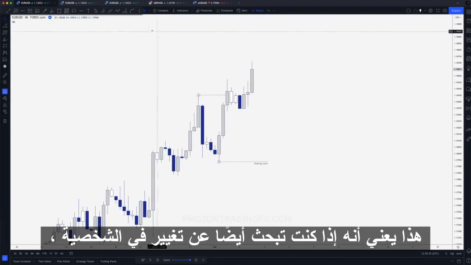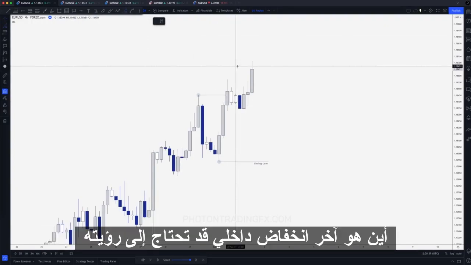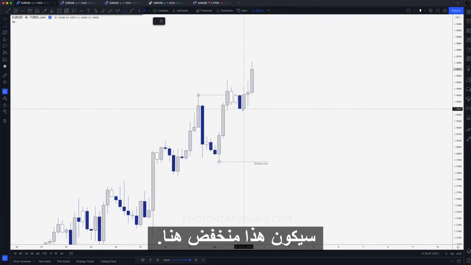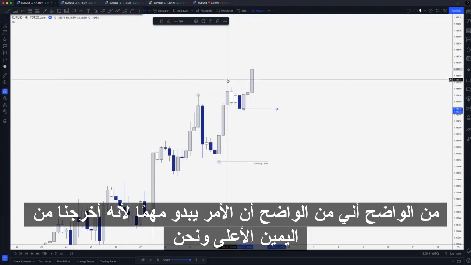So what that means is, if you're also looking at change of character, where is your most recent internal low that you would need to see broken with at least a wick for there to be a bearish change of character? It would be this low here, because this is the nearest low. Obviously, it's a significant low because it took out the high.